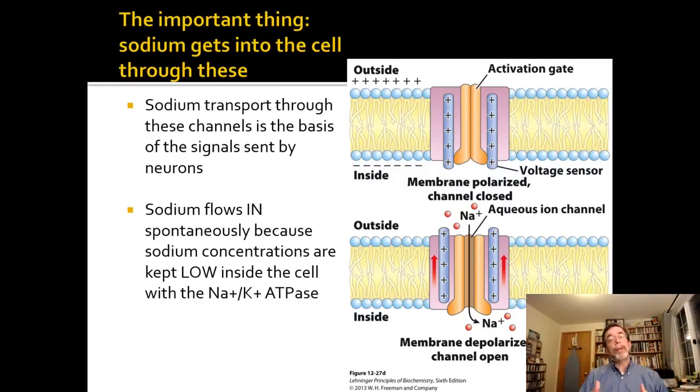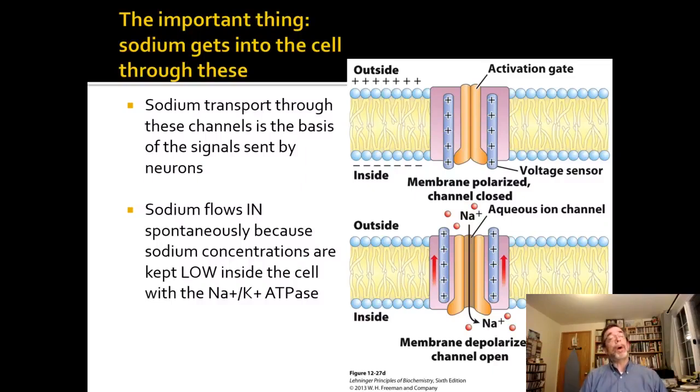Sodium will flow in spontaneously because sodium is naturally low inside the cell and it's high outside the cell. So because you have this concentration imbalance, when you open it up, sodium spontaneously will flow across the membrane. There's a negative delta G for sodium moving from outside the cell to inside the cell. All you need to do is open up the door.